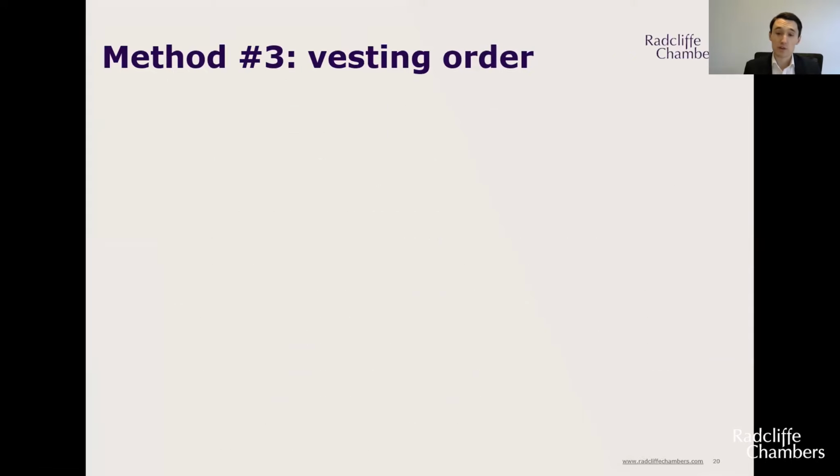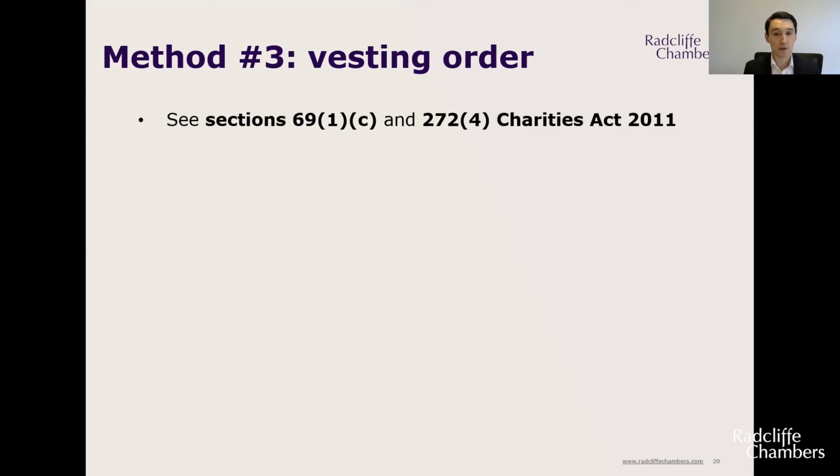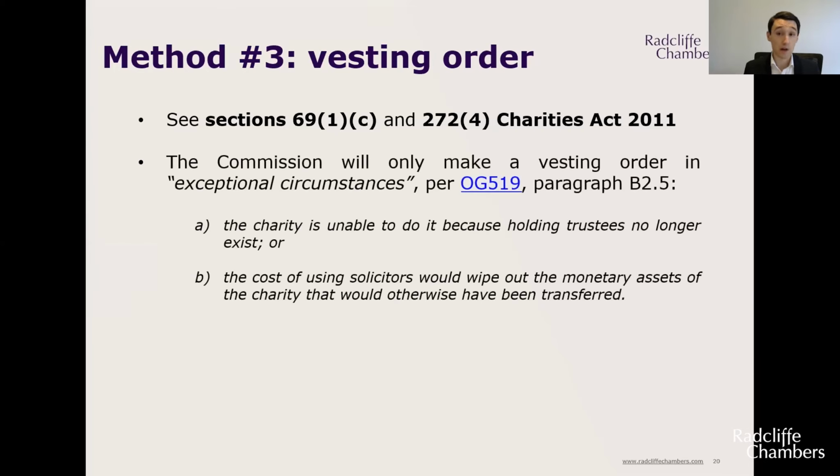A third option for transferring assets is to invite the Commission to make a vesting order under section 69(1)(c) or 272(4) of the Charities Act. Now, in theory, this power is unlimited in width. However, in reality, the Commission will very rarely exercise it in this context. Essentially, the Commission will only make a vesting order where the charity is unable to execute a transfer itself because the existing trustees have either died or gone missing, or the costs of instructing a solicitor to prepare that transfer would essentially wipe out the charity's assets.